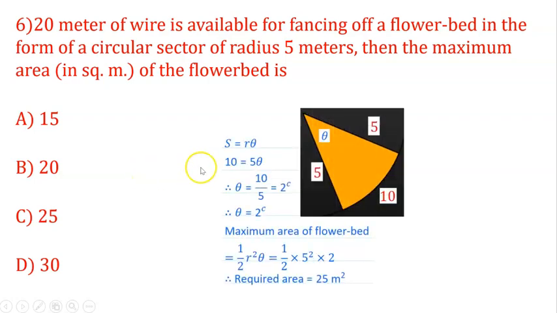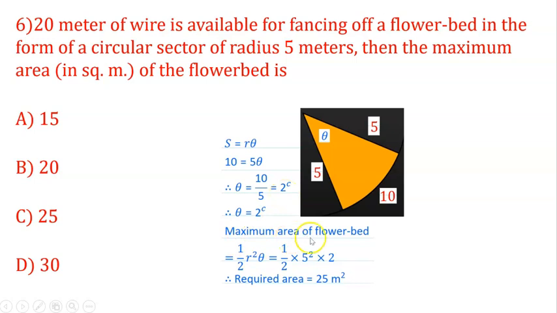Now see this here, the flower bed. We have been given that 20 meters of wire is available. Now the radius of this sector is 5, and this is again 5. 5 plus 5 is 10. And for the remaining length, the arc, we will first find theta. That is, S is equal to R into theta. That is, 10 is equal to 5 theta. Theta is equal to 10 upon 5, and that is equal to 2 radians.